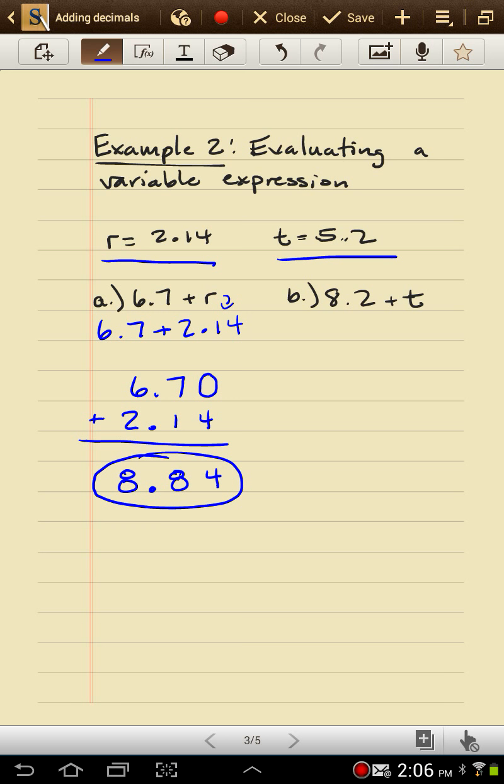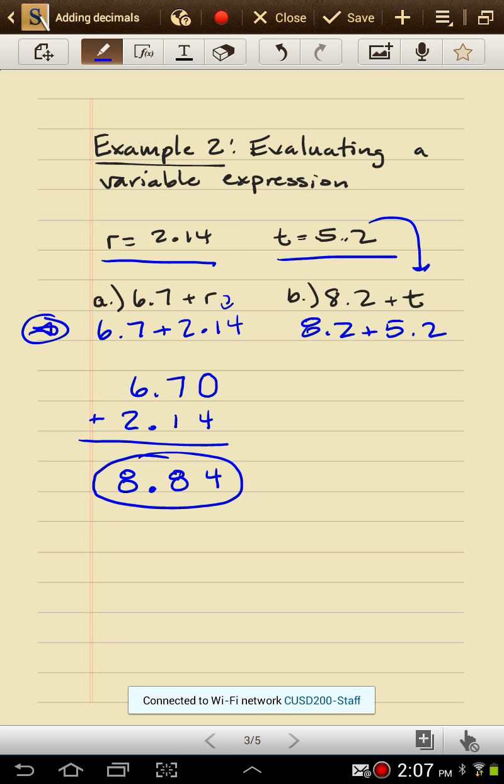For example B, I'm going to do the same thing. This time it's T. T is right here, so I'm going to plug in the 5.2 for the T. So it's going to be 8.2 plus 5.2. And by the way, yes, you must show this substitution step. So when I grade your tests, you must show that substitution step in there. That's going to be part of your credit. Okay, once you substitute it, then you can do your work to solve it.